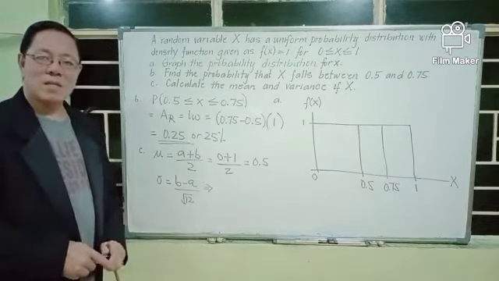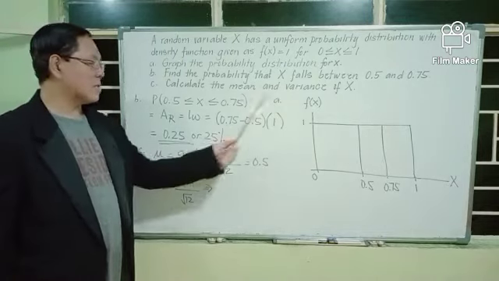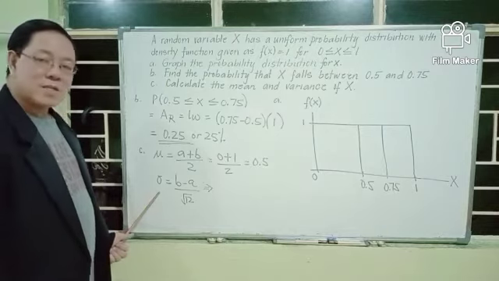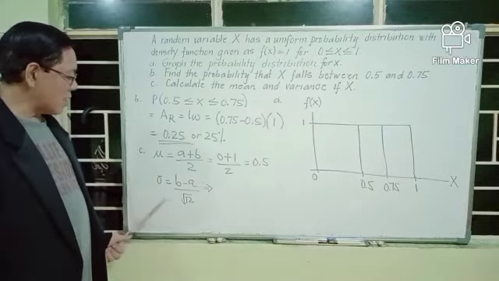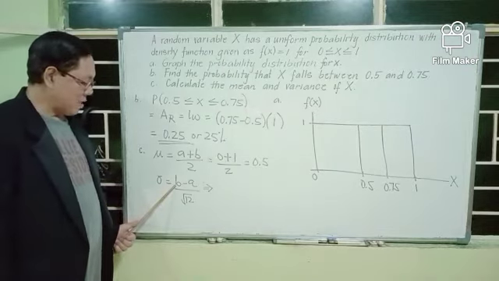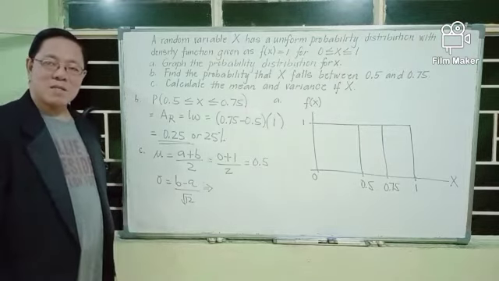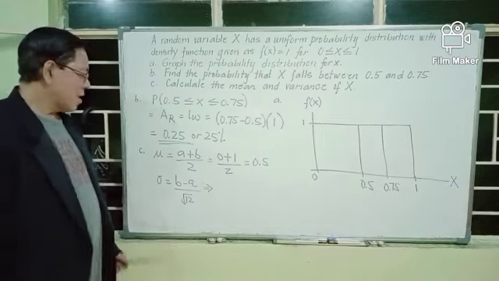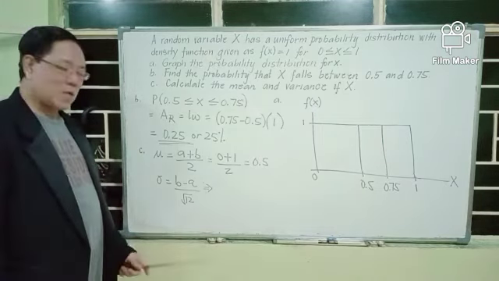But the required in letter C is the variance. This is the standard deviation sigma. It's directly proportional to the length of the interval from A to B. And the variance is equal to the square of the standard deviation. Therefore, we take the square of both sides.